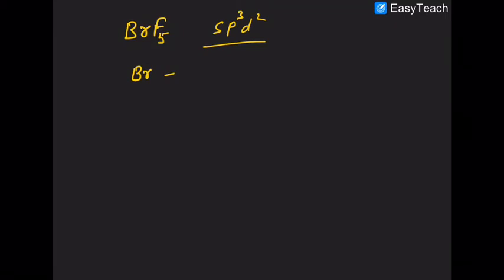Now take an example of BrF5. This is also sp3d2 hybridized. What happens in this case? Bromine has a configuration of 4s2 4p5. So they have availability of d orbitals.